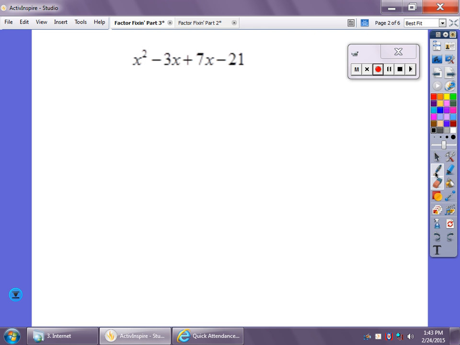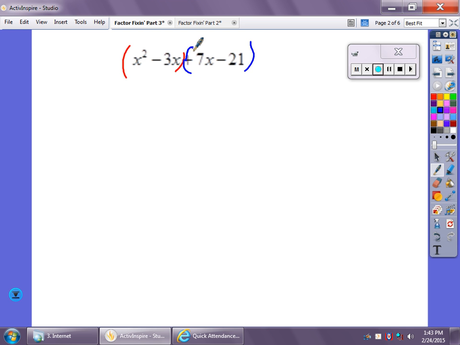Okay, so I'm going to show you a combination of what we've already learned and a slightly new method, which is going to help us because later down the road, our A is not going to be 1. So today I'm going to talk about factoring by grouping. So I'm going to group these together, and then I'm going to group these two together.